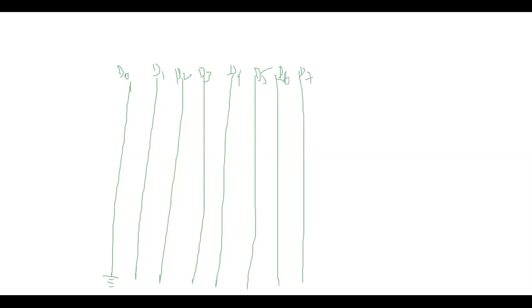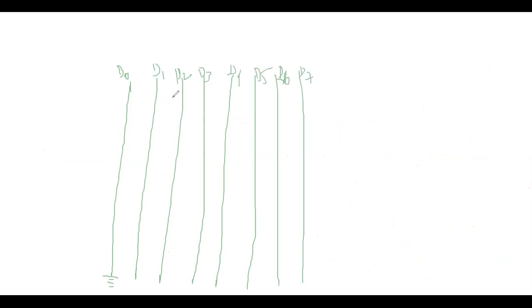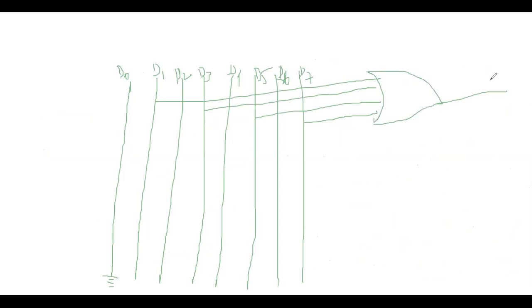Okay. Now what is the first one? The A0 is equal to D1, D3, D5, D7. So alternately D1, D3, D5 and the D7. All are given to an OR gate. Connect this to the OR gate to get the output A0.